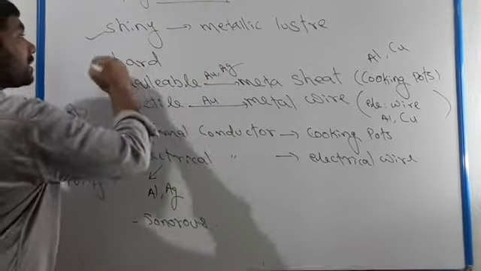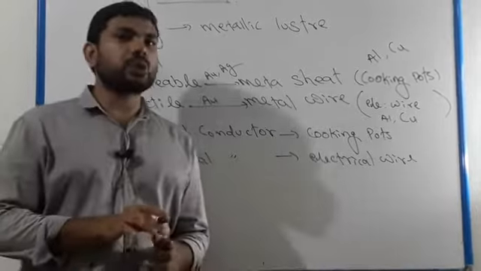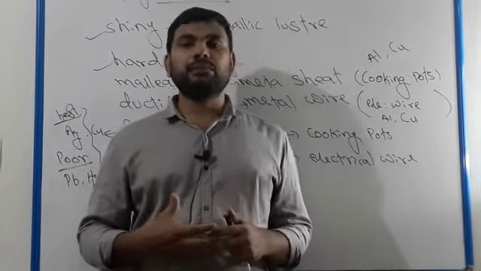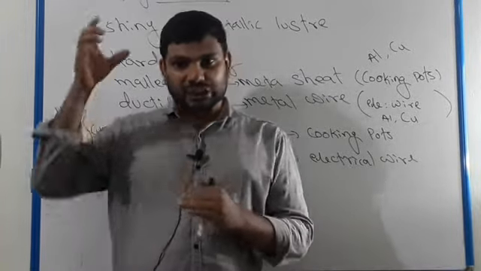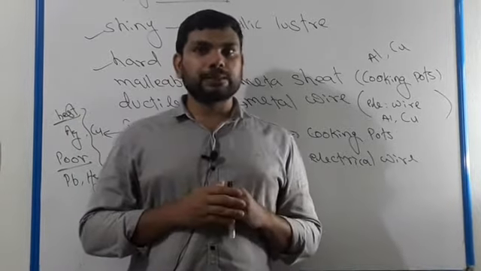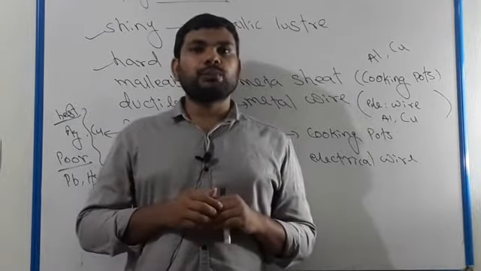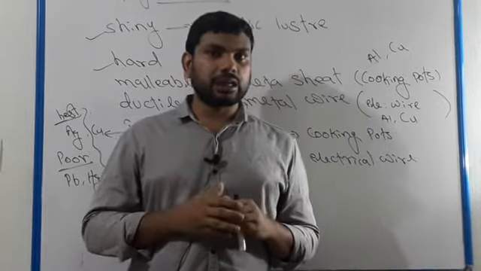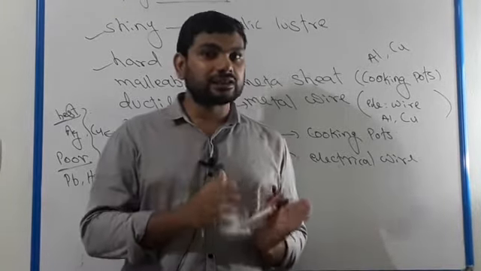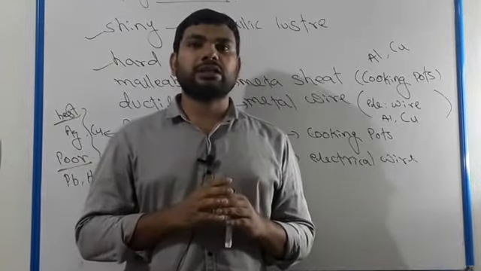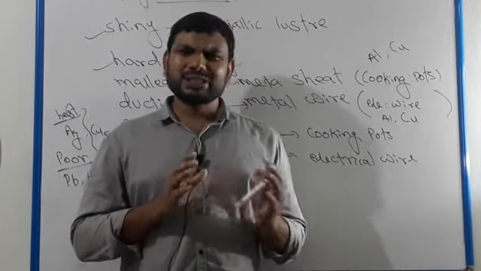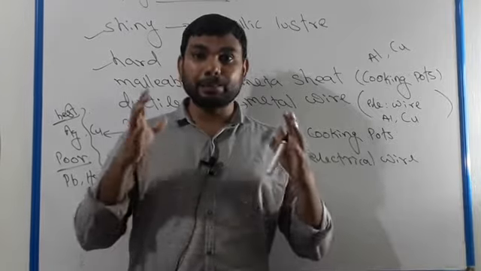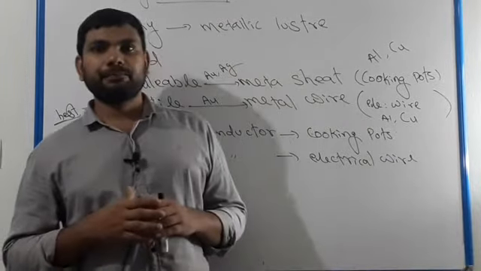Generally metals are hard. There are soft metals also. I showed you the periodic table in the beginning. In the periodic table, the first two groups, group 1 and group 2, are called alkali metals and alkaline earth metals. They are soft metals. The rest of the metals are generally hard, like the metals which come in the middle of the periodic table.